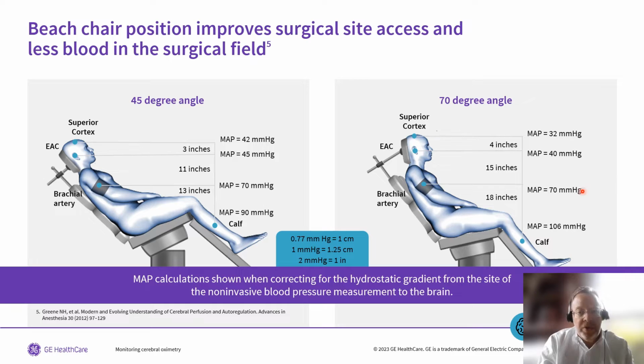Now, if you look at the picture to the right, you can see how these differences are even more pronounced when you change the angle from 45 degrees to 70 degrees in an upright position. Based on the same calculation for hydrostatic gradients, you can see an even more dramatic change, where here the mean arterial pressure at the superior cerebral cortex is only 32 millimeters of mercury.